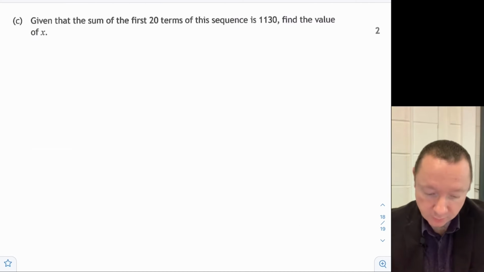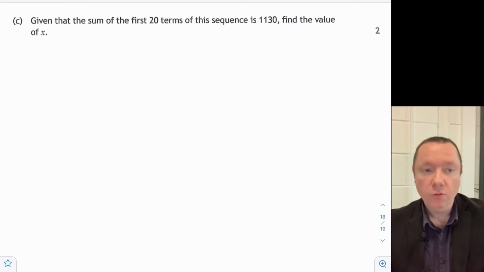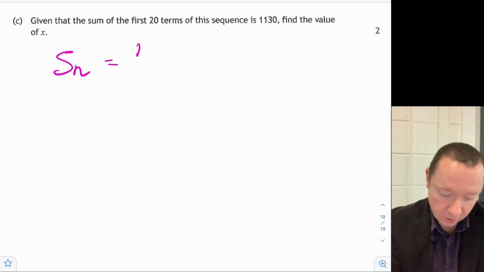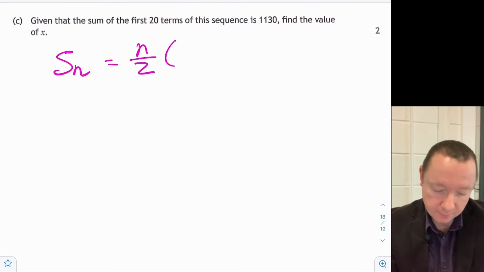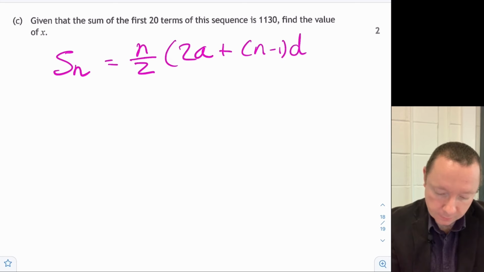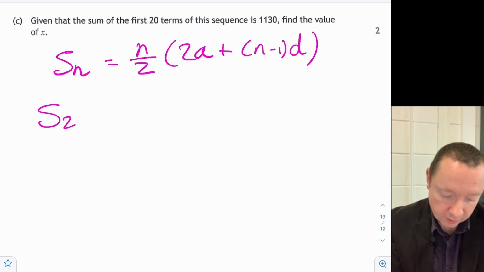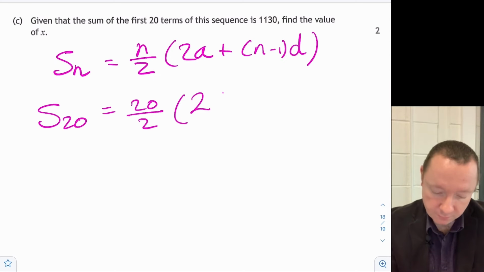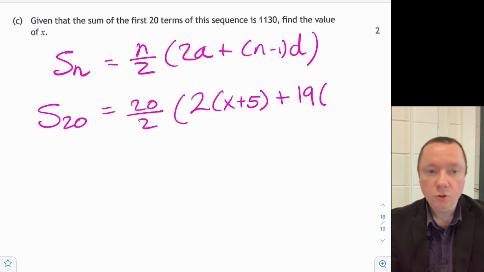The sum of the first 20 terms of a sequence is 1,130. Find the value of x. So remember, the sum is n over 2 times 2a plus n minus 1 times d. We know the sum of the first 20 terms, so that's 20 over 2 times 2 times a, but remember a is x plus 5, plus n minus 1, well, just 19, times our common difference, which is 2x minus 3.